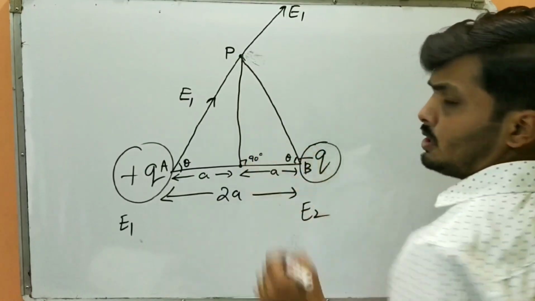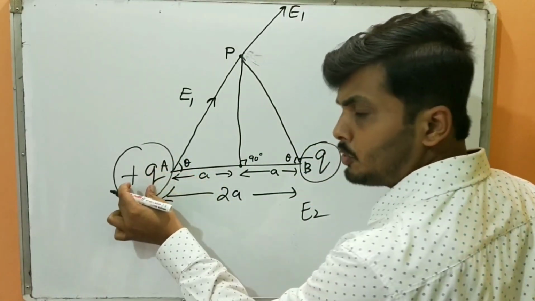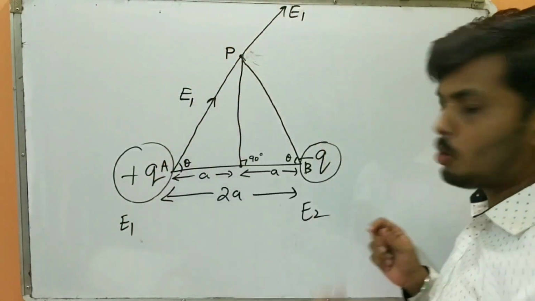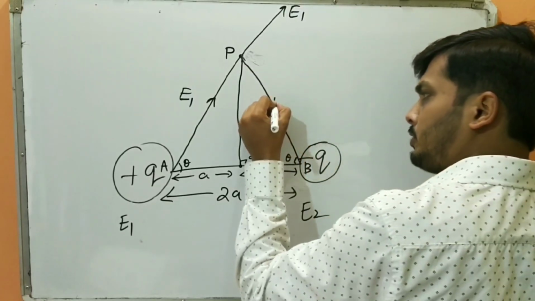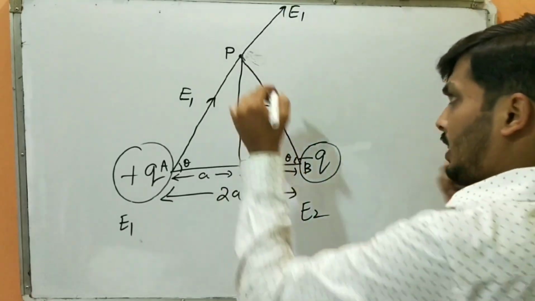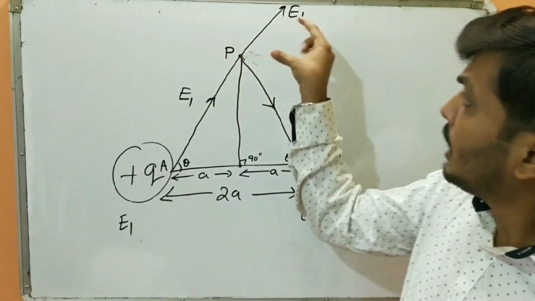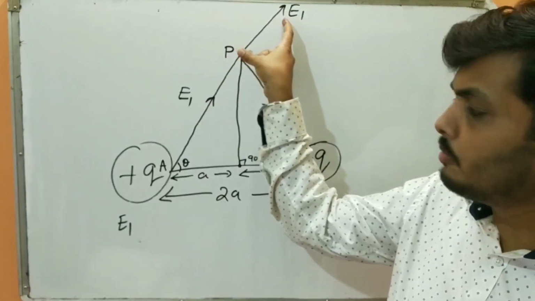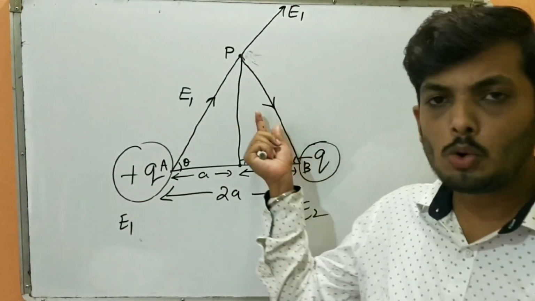Now students, this is very important. Since this is a positive charge, the electric field lines will be radially outwards, and this charge, which is a negative charge, its electric field lines will be radially inwards. And now students, look here carefully. This line is the resultant field due to plus Q, and this is the resultant due to minus Q.